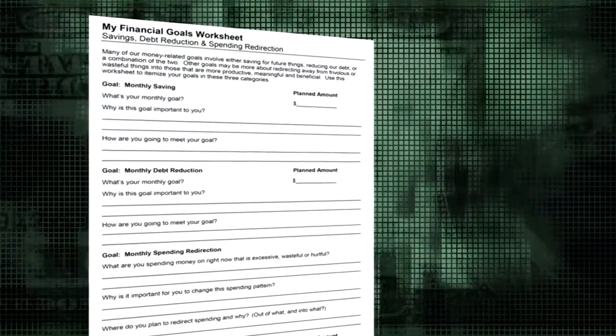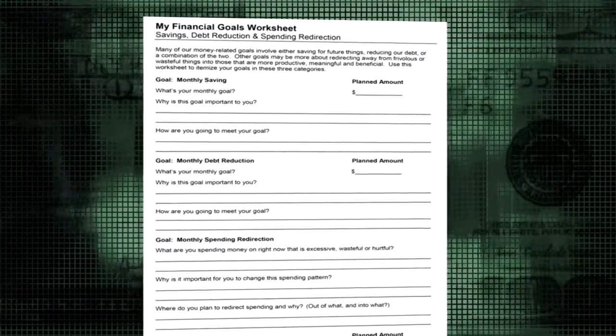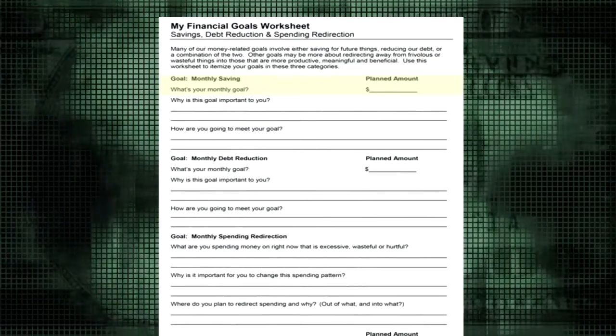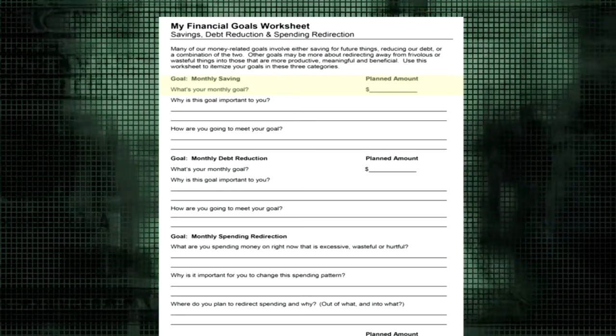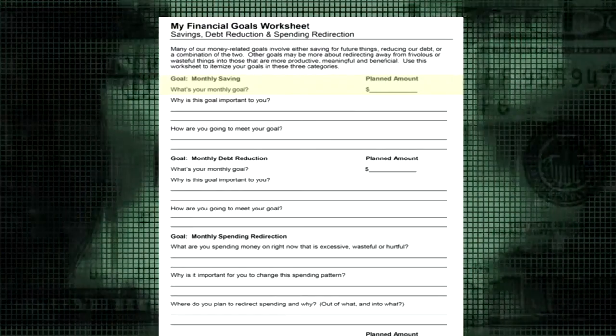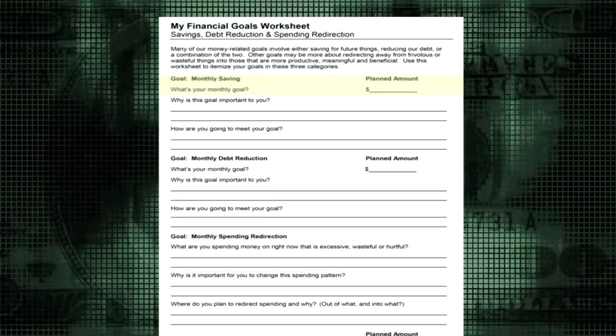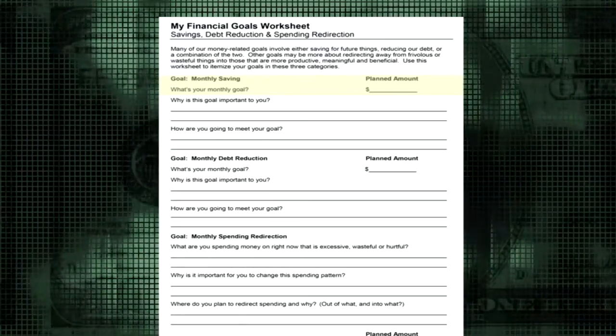Let's look at how to use the three worksheets if your goal is saving. On the My Financial Goals worksheet, enter the monthly amount you plan to save. Make the amount realistic. You can always increase it. Refer to your Expense Tracker worksheet to help you set a monthly amount you can stick with.